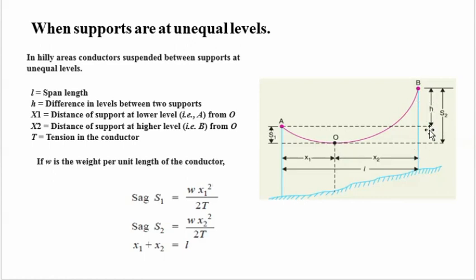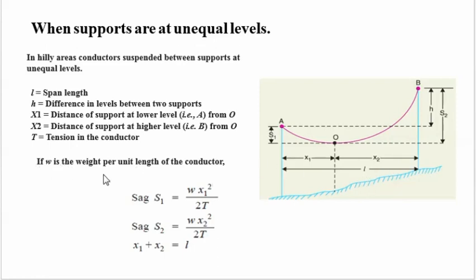This H is difference in height between A and B, and S2 is height of O to B, and S1 is height of O to A, or in other words S1 is sag of point O and point A, and S2 is sag of point O and point B, and L is the length between point A and point B.